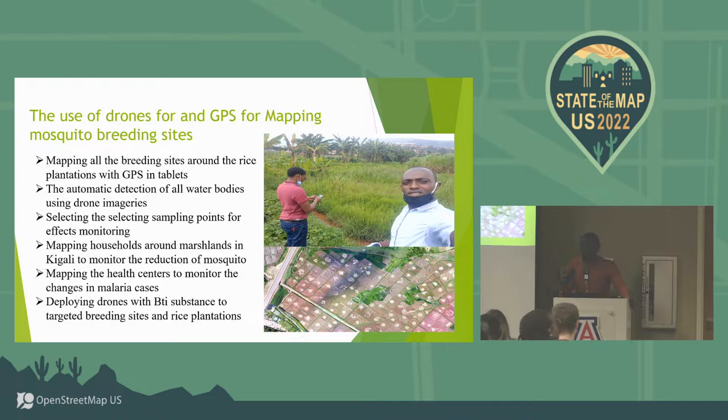So we also had to map the households around the marshlands. We will be going to those households as samples to see how many adult mosquitoes are coming to the household daily. So we took a sample of households where we'll be monitoring the number of adult mosquitoes that are coming out from the marshland to the household. There is a way of collecting the adult mosquitoes from homes.